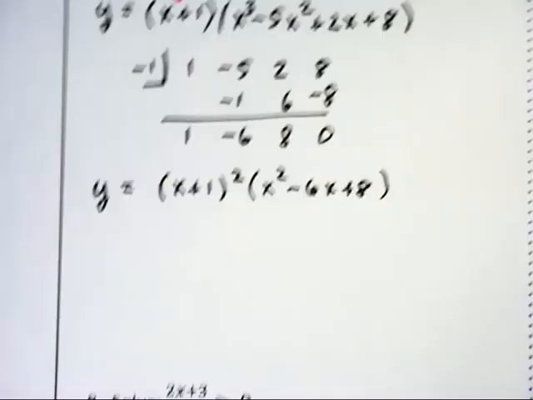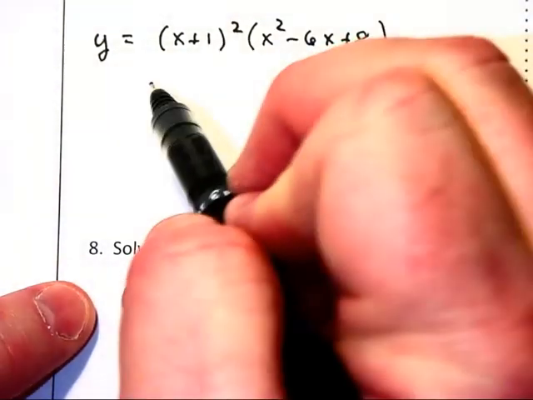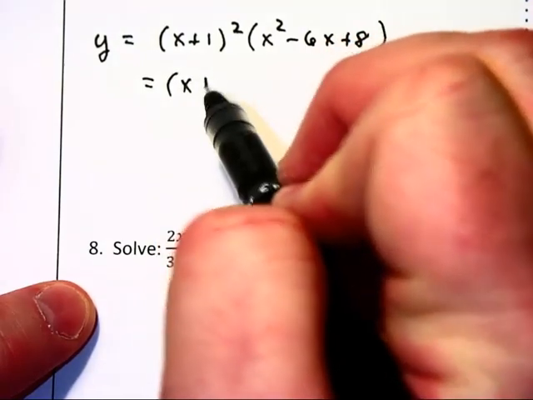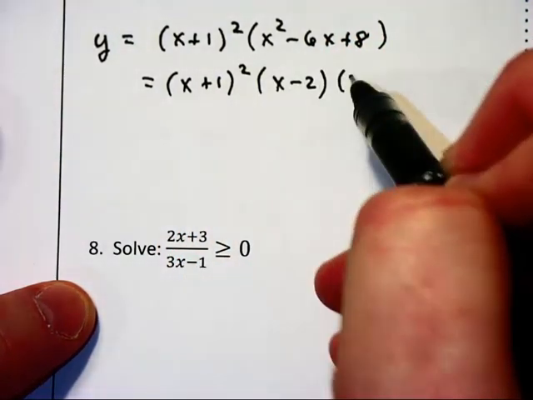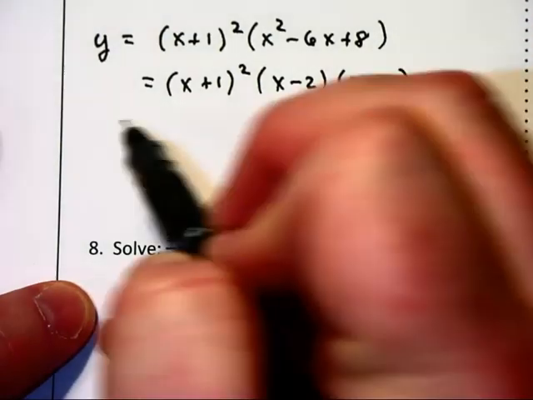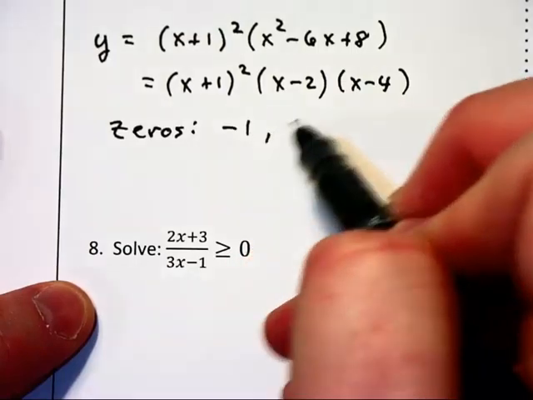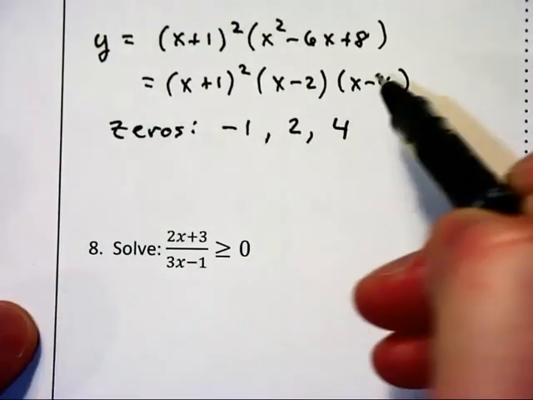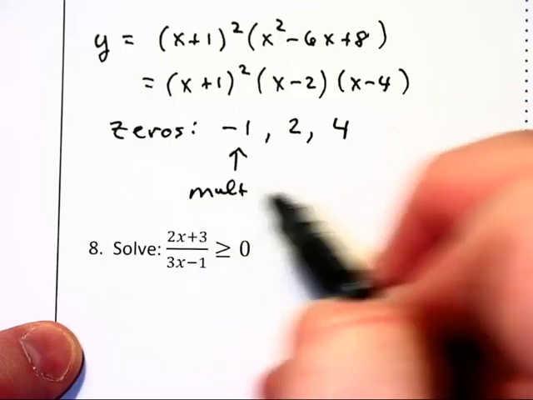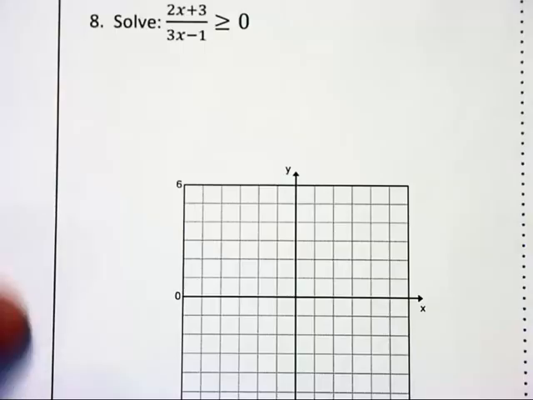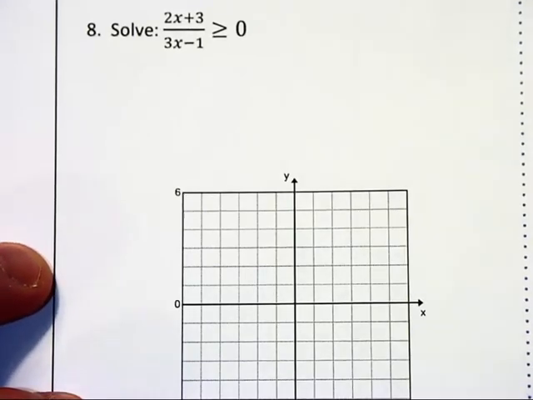Now, the last parentheses contains a quadratic expression, and that can be factored in our heads at this point. So we will have x minus 2 and x minus 4. So our zeros are going to be negative 1, positive 2, and positive 4, and this negative 1 has a multiplicity of 2.